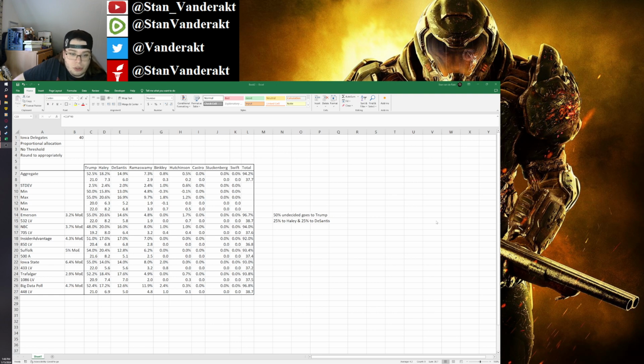Suffolk: Trump 22, Haley 8, DeSantis 5, Ramaswamy 3, so we are at 38 delegates. So DeSantis and Haley each get a delegate. So again, Trump is leading by 13 delegates.